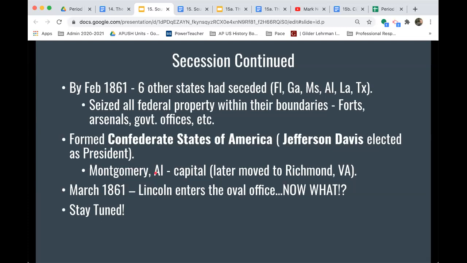They're going to create their capital in Montgomery, Alabama. Later, once Virginia joins them, they'll move the capital further north to Richmond, Virginia, which is where it stays until the end of the war. And then the following month, Lincoln takes office. Now what? Imagine taking office as the new president and having 7 states of your country having already said, we're not living in this country under your presidency. It's unprecedented presidential chaos, and we'll see what he does with it throughout this week.